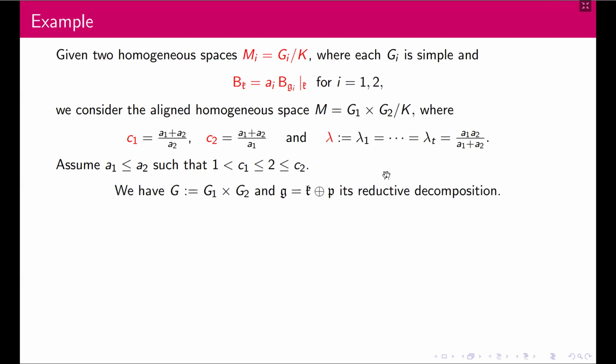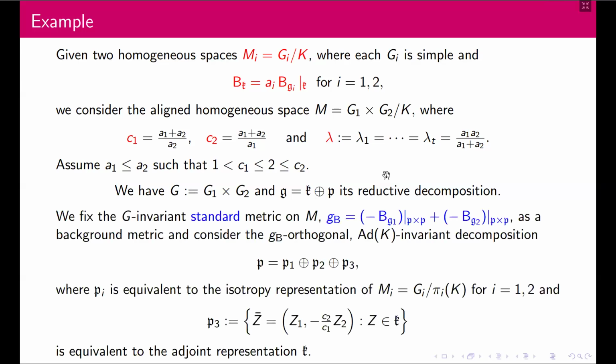So in this setting, we can define G equal to G1 times G2, and we consider its reductive decomposition, orthogonal with respect to the Killing metric, G equals K plus P, and we fix the Ad K-invariant standard metric now on the homogeneous space M, given by the Killing form of G1 restricted to P plus minus the Killing form of G2 restricted also to P as a background metric.